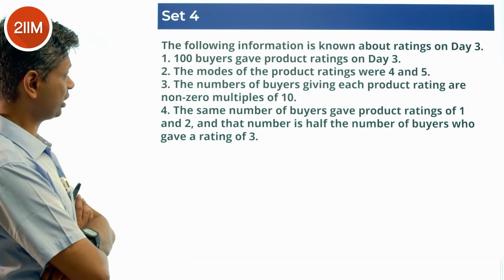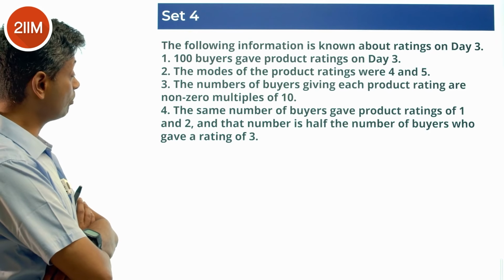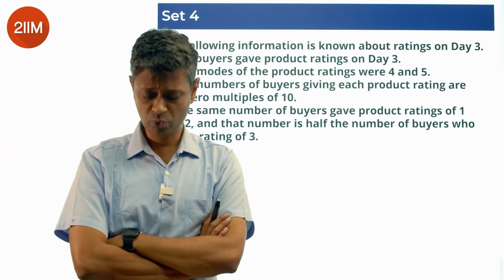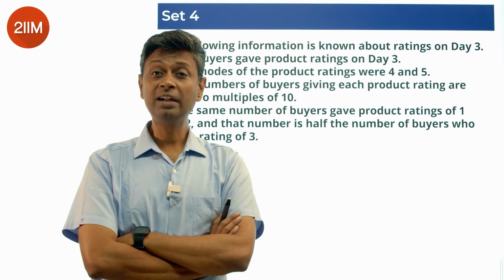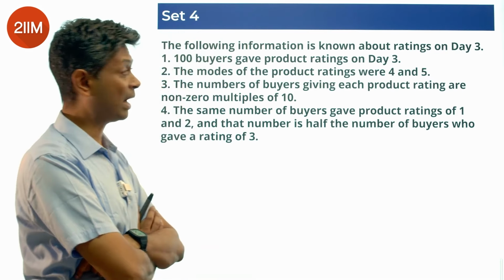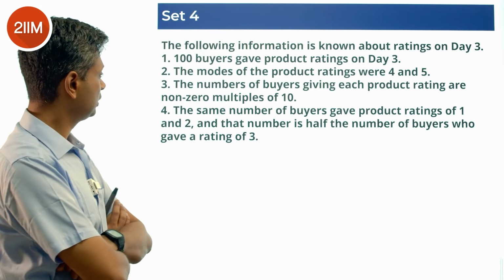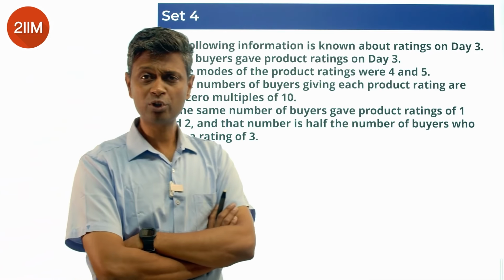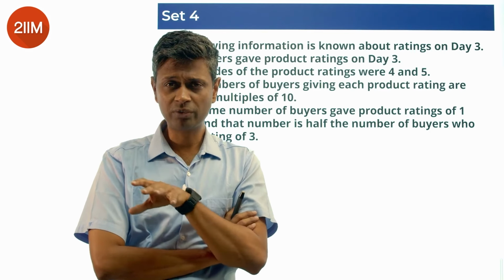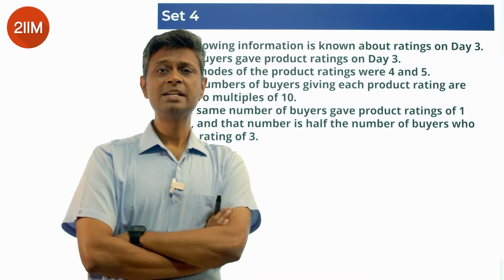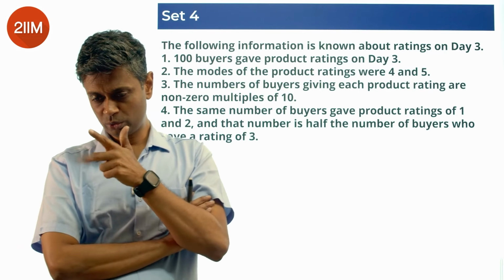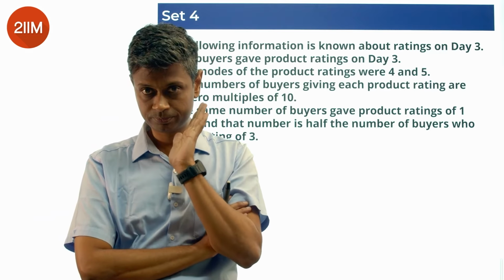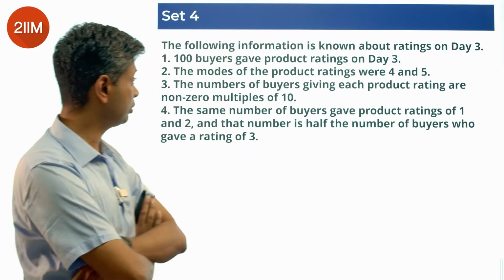100 buyers gave product ratings on day 3. The modes of the product ratings were 4 and 5. Modes are most frequently occurring. 4 and 5 occur most frequently and equal number of times. Is bimodal. The numbers of buyers giving each product rating are non-zero multiples of 10. So 10, 20, 30, 40, 50, those could be the ratings. Ratings for 1, 2, 3, 4 and 5 are all multiples of 10. Each of them is 10 or more and non-zero multiples of 10.